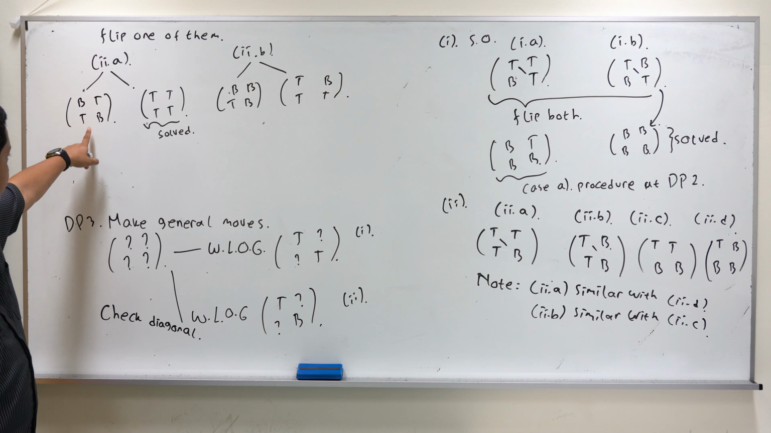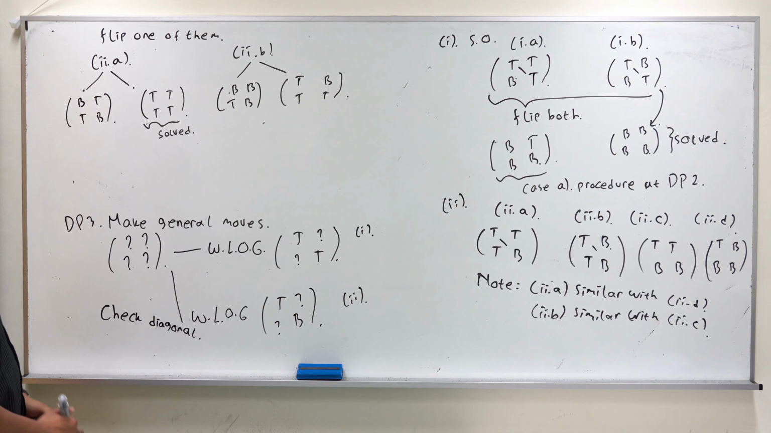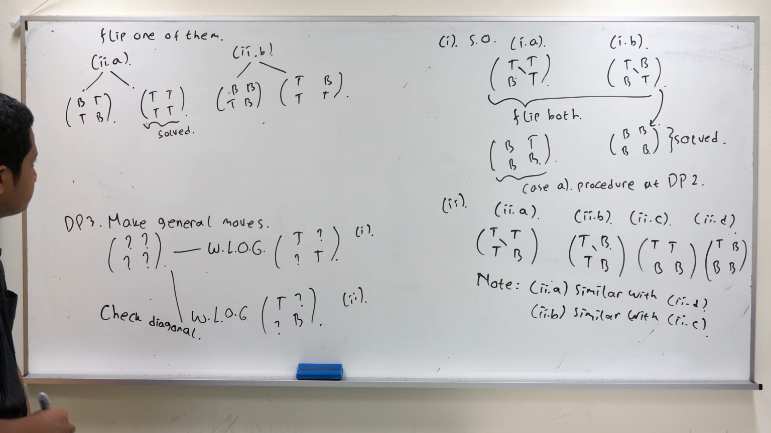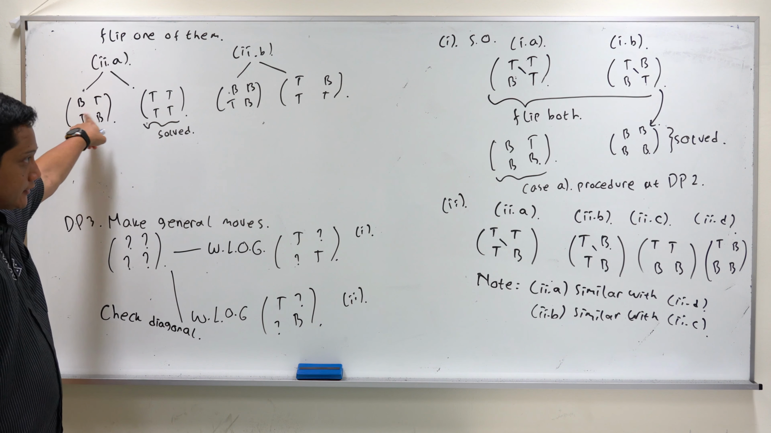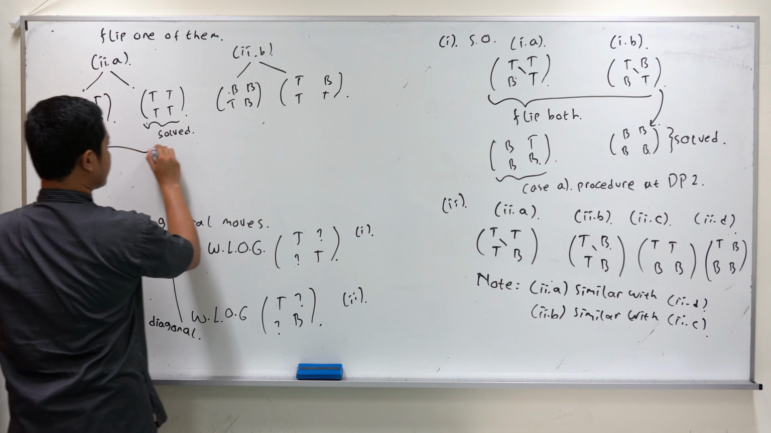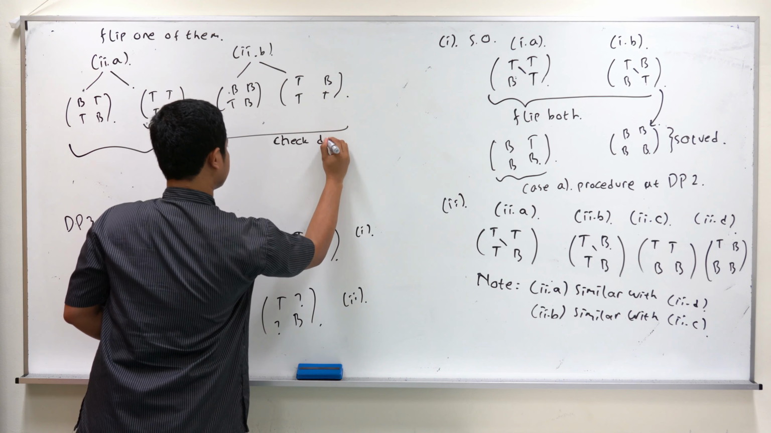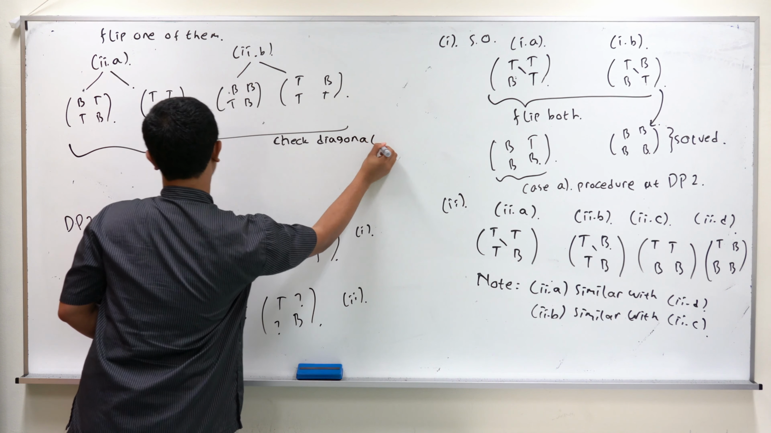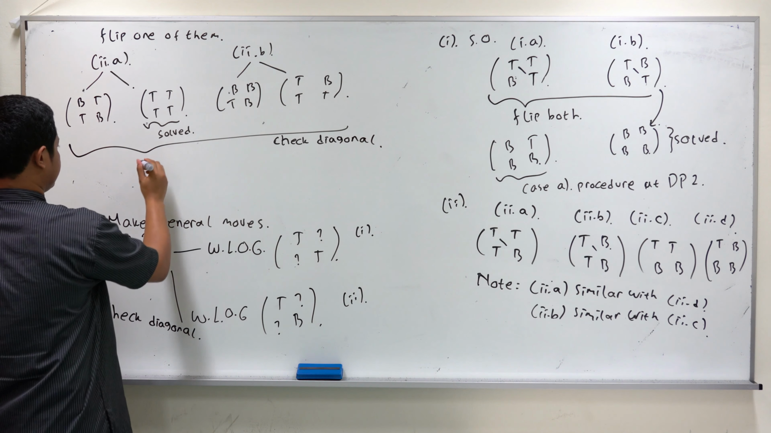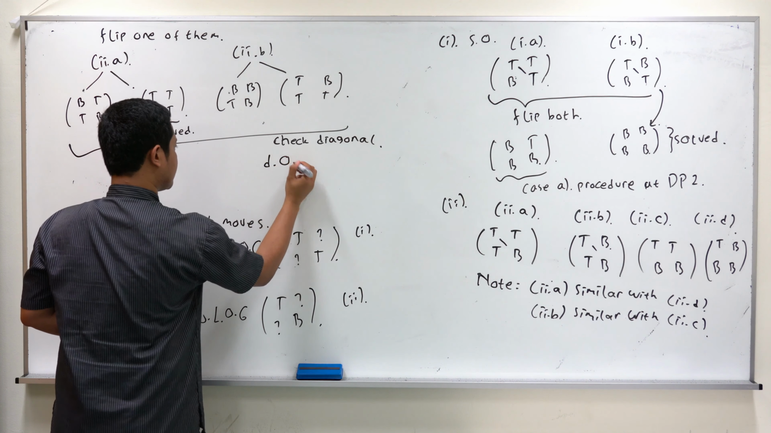Do we check the diagonal again or check the side? From here, is it better to flip to check the diagonal or the side? I think, yeah, check the diagonal again. So there are two possibilities. Same position, same orientations or different orientation.